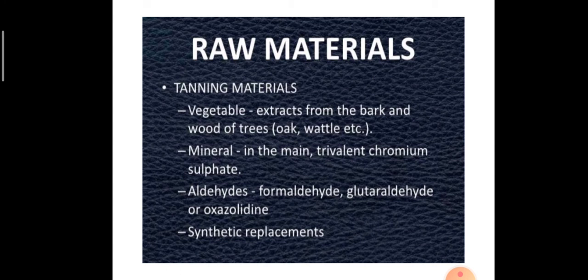And also we discussed that vegetable tanning is a time-consuming process. It will take 4 to 5 days, whereas mineral tanning gives the result within a matter of 8 to 10 hours.